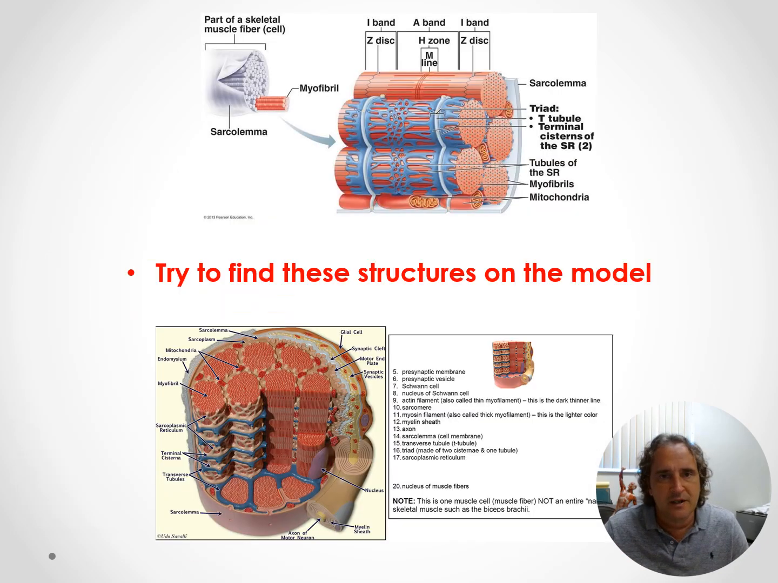So this model is similar to what we saw before, and then just looking over these different things you need to know: the T-tubule, the terminal cisternae, the sarcoplasmic reticulum, those are definite, and then just understanding those letters and what they correlate to on these individual models.